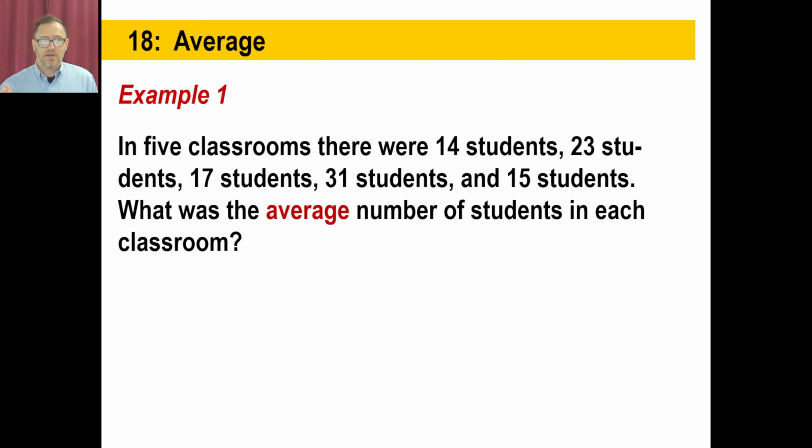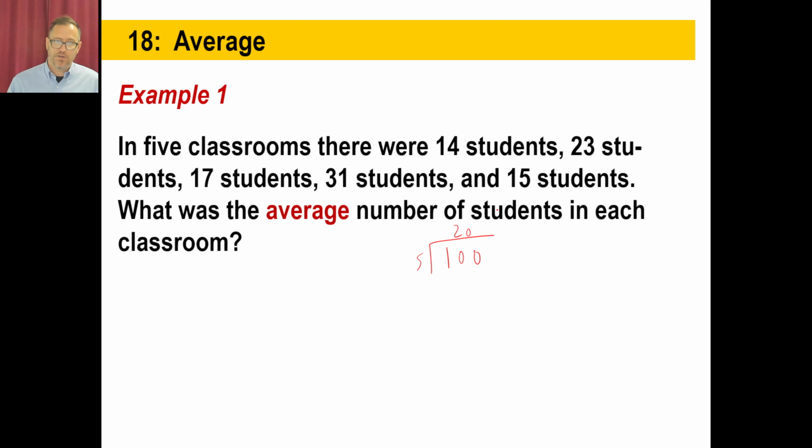Okay, let's do an example. In 5 classrooms, there were 14 students, 23 students, 17 students, 31 students, and 15 students. What was the average number of students in each classroom? Well, let's just add it together. We can do this in our heads probably. 14 plus 23 is 37. 37 plus 17, well, 7 plus 7 is 14, so that's 54, right? Okay, so 54 plus 31 is 85. 15 plus 85 is 100, right? Well, we can go, okay, 1, 2, 3, 4, 5 different sets of kids or whatever, and then there we go, into 100. You probably already know the answer is 20.